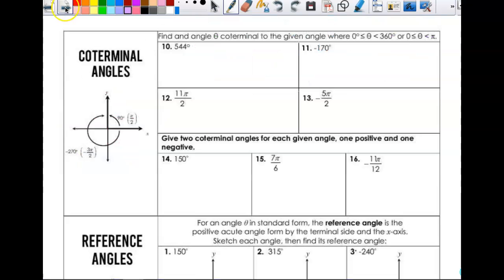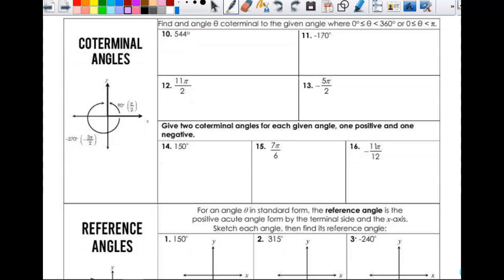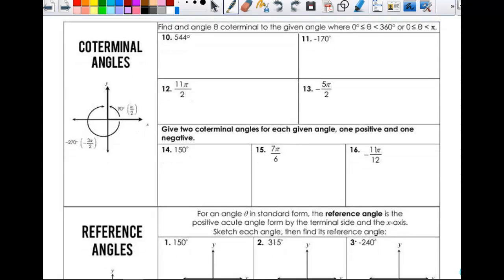All right, let's look at coterminal angles. Okay, so first of all, this should say, find an angle theta coterminal to the given angle where theta is between 0 and 360, and theta is between 0 and, this should say 2 pi right there, so fix that.